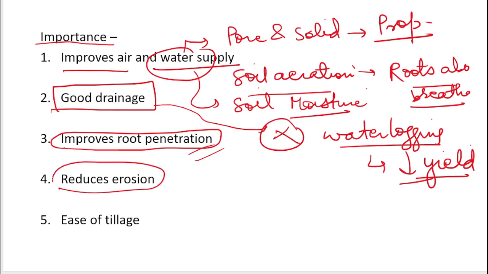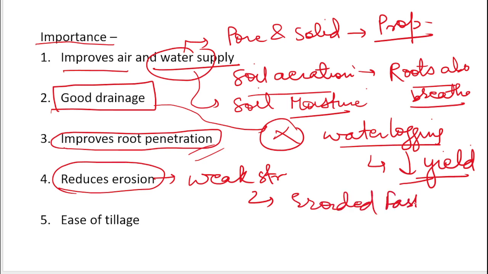It reduces erosion. A weak soil structure will be eroded. A weak structure will be eroded fast. So good soil structure also reduces erosion. Ease of tillage. It will be easy for tilling a good soil structure. अगर आपका soil structure अच्छा है तो वहाँ पे टिलेज करना, वहाँ प्लो करना काफ़ी आसान रहेगा. और अगर कहीं हार्ड पेन्स बन गए हैं, soil structure अच्छी नहीं है, तो वहाँ टिलेज करना मुश्किल होता है.